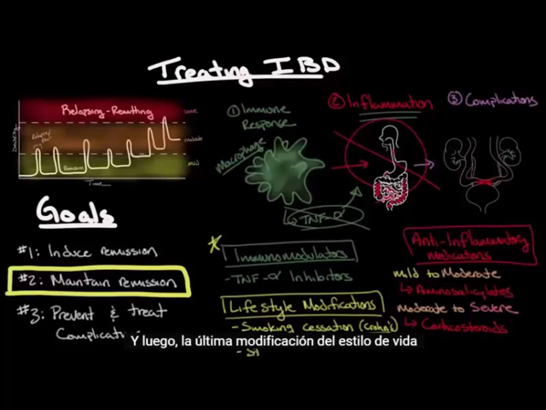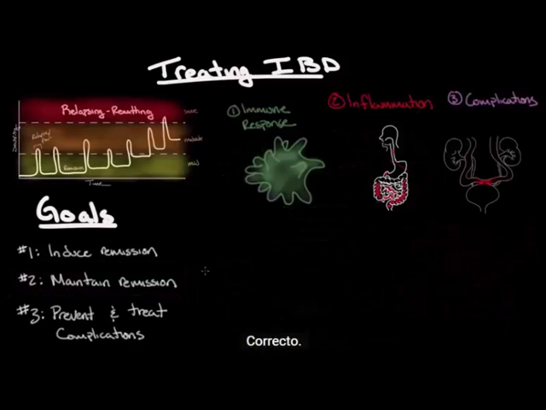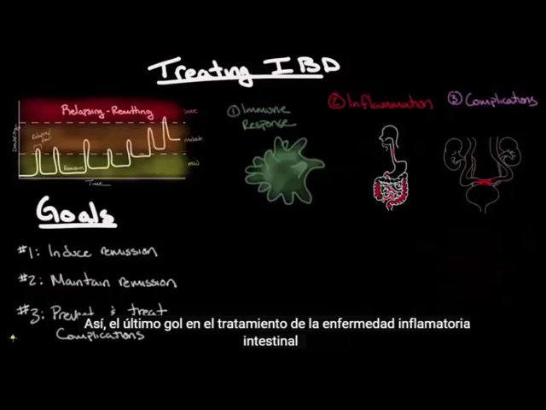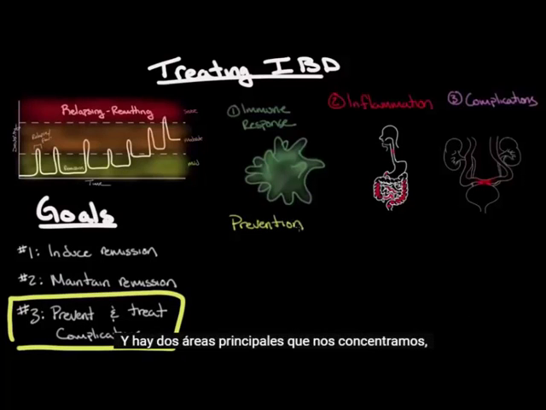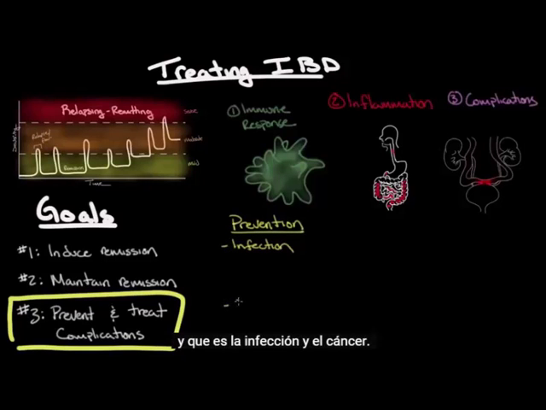And then the last lifestyle modification is stress reduction, which can be achieved through meditation or routine exercise. All right, so the last goal in treating inflammatory bowel disease is preventing and treating complications. So let's start with the prevention. And there's two main areas we focus on, and that is infection and cancer.